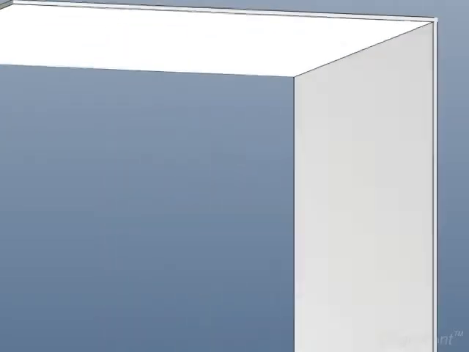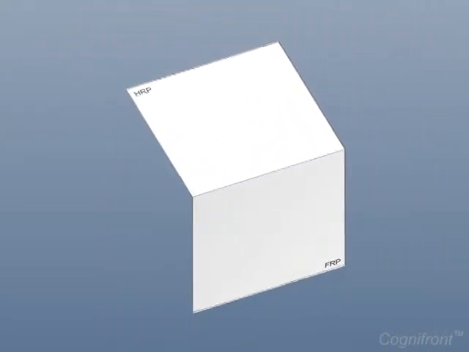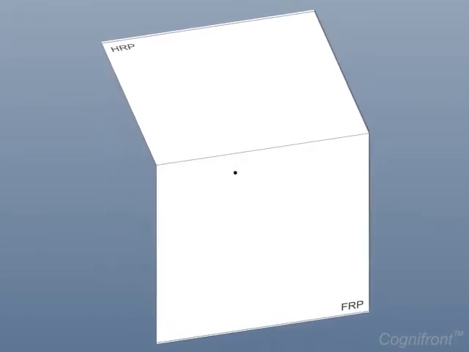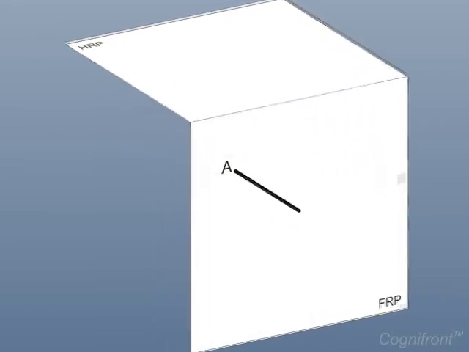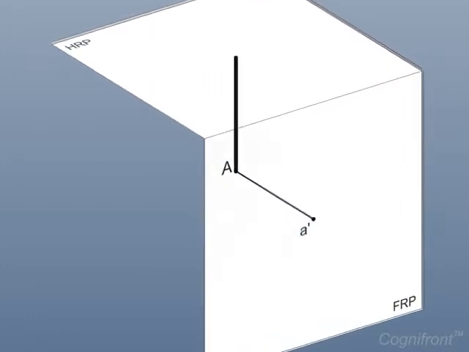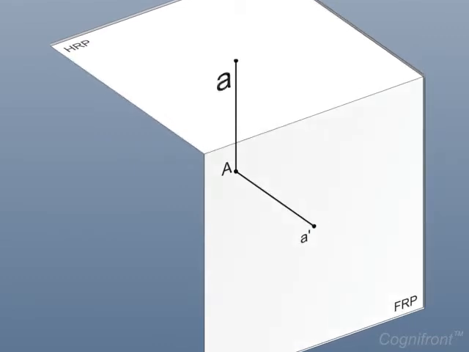Now, let's see what will be the projection of a point in the third quadrant. Observe, the point object A is in the third quadrant at a height of h units below the HP and a distance of d units behind the VP. Then, the front view of point A will be a point A dash on VP and its top view will be a point A on HP.